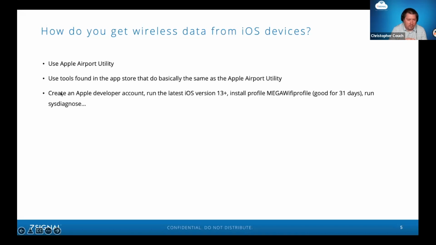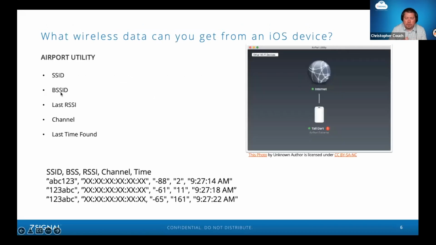It's pretty involved. You have to hook your iOS device up to a Mac. You have to trigger or install a profile and do all kinds of different things. And then you end up with about 300 megs worth of data that includes everything about your device. What we're going to focus on today, though, is just the Airport Utility, what you're going to get out of that tool itself. And it's not much.